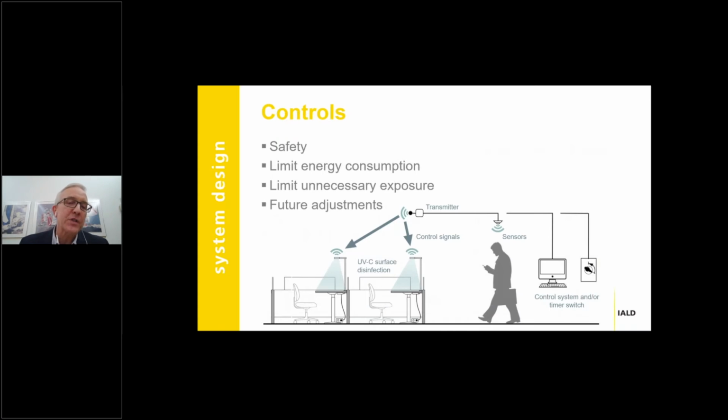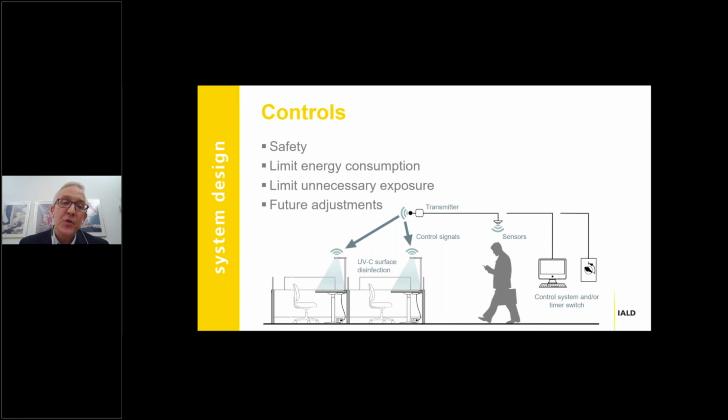Finally, I'll say a few words about controls. Controls are certainly required to prevent human exposure to UVC. Controls may be integral to the equipment or implemented via building management systems or both. As with lighting systems, controls are required to limit energy consumption and to limit operation to only the minutes or hours required for disinfection. So exposure of furnishings and finishes are also minimized.